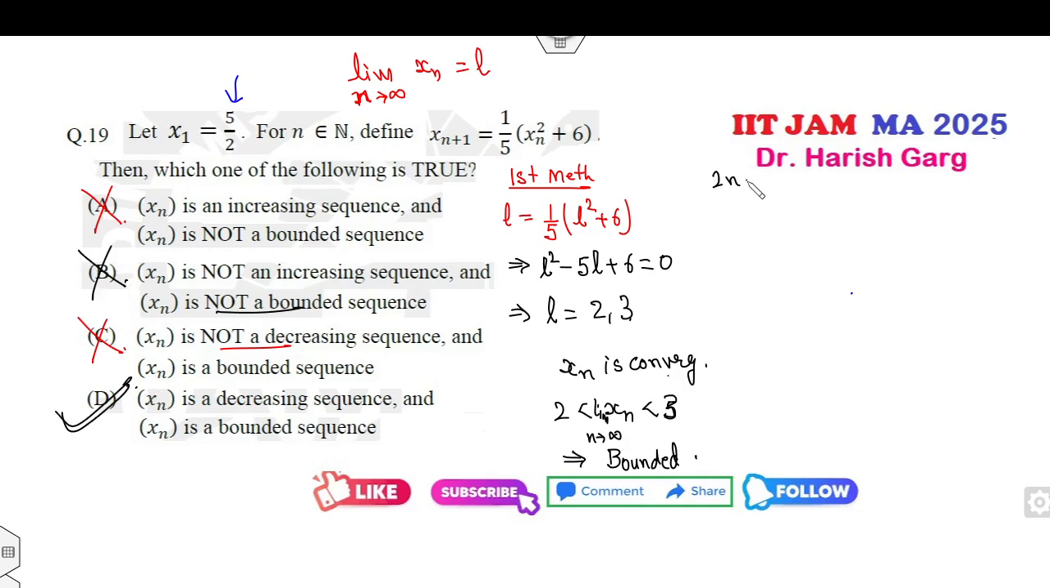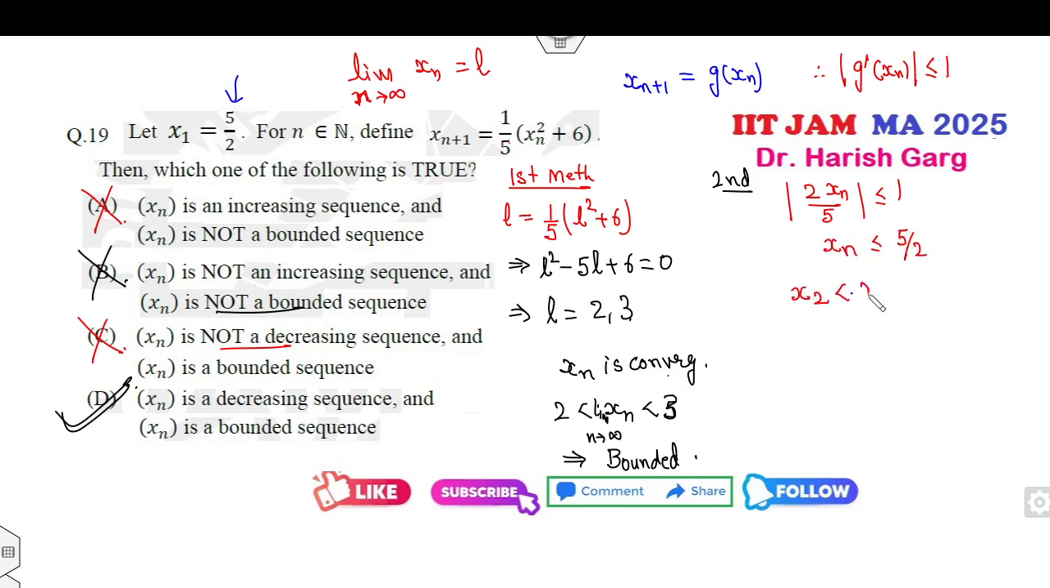Second method. You can think about the numerical analysis. That is xn plus 1 is g of xn, and this will be convergent when the first derivative of g is less than or equal to 1. So can you find the derivative of this? 2xn over 5 is less than 1. xn is less than 5 by 2, and we have seen x2 is less than x1. It's decreasing, so that will be less than 2.5, because x1 is 5 by 2, and clearly this is a bounded sequence. Fine. So D is the right answer of this problem.